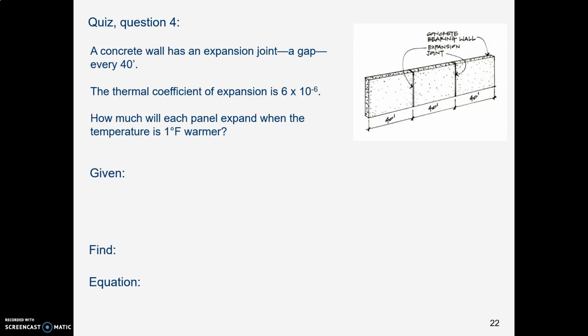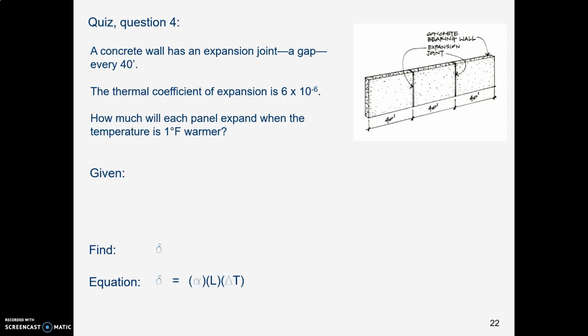We've got a concrete wall with an expansion joint every 40 feet. And the thermal coefficient of expansion for concrete is 6 times 10 to the minus 6th. The question is, how much will each panel expand when the temperature is 1 degree warmer? All right, so we're looking for deformation, delta. Do we know our equation? Sure. Coefficient times original length times delta T.